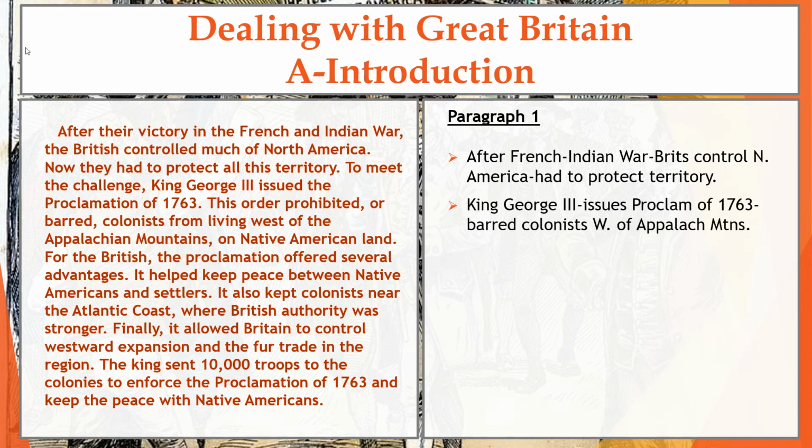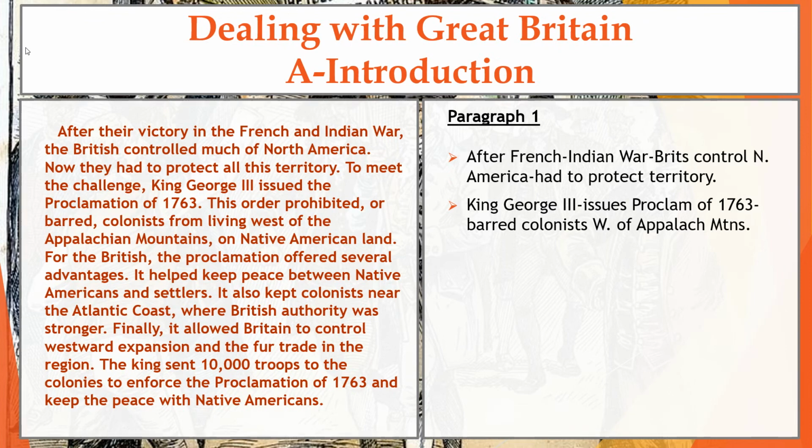King George III is obviously important. I have to mention him here. Issues Proclam of 1763 barred colonists west of Appalachian Mountains. Okay, so I took that whole middle section there at the top, and I just broke it down. It says to meet the challenge. Yeah, no kidding, right? So I didn't write that. I deleted that out. I went right to King George III.